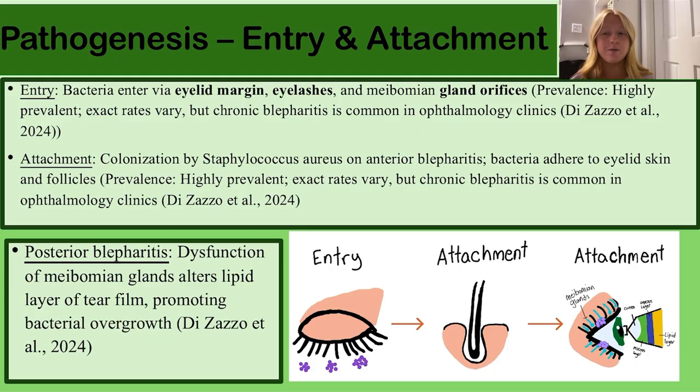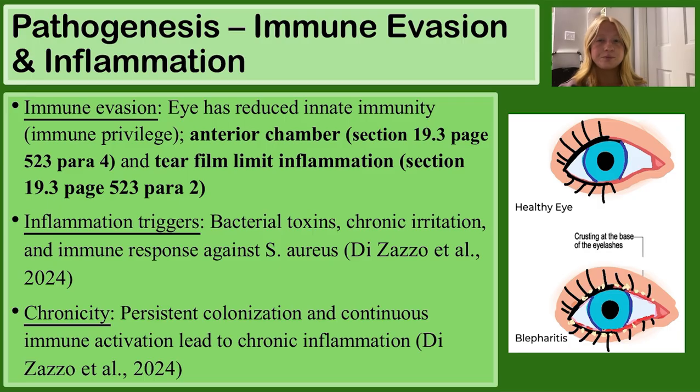And for posterior blepharitis, the process is similar but slightly different. In this, the meibomian glands are dysfunctional, and this affects the lipid layer of the tear film. And then this dysfunction allows for bacterial overgrowth, and it also contributes to inflammation of the eyelid margins. But both posterior and anterior types involve direct bacterial colonization, and the triggers and affected structures differ.